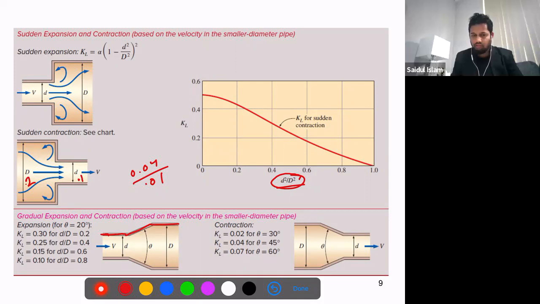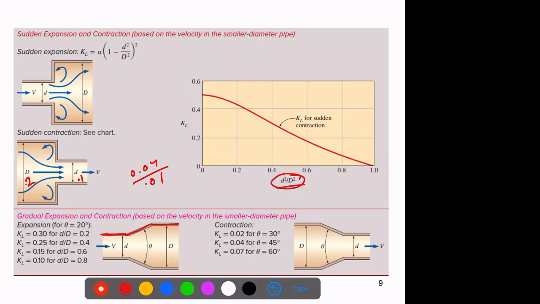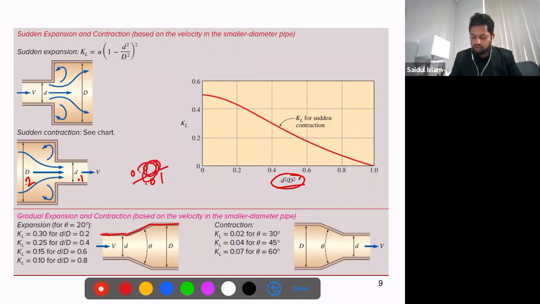Say again, please. Shouldn't it be 0.01 over 0.04? Okay, the small d and the capital D. Yeah, that's true. So it's small d over the capital D. So what I was trying to tell you is you just calculate this ratio. So let's say, for example, this is 0.4. Just for example, okay? The 0.4 means you have this point. And your loss coefficient should be somewhere here.